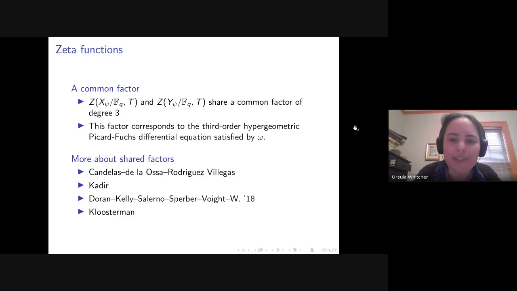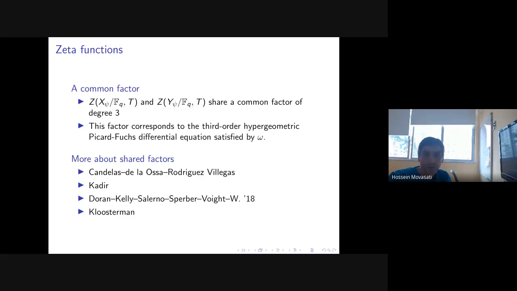This may be a good time to pause and ask if anyone has questions or things they're wondering about, maybe about these shared factors.